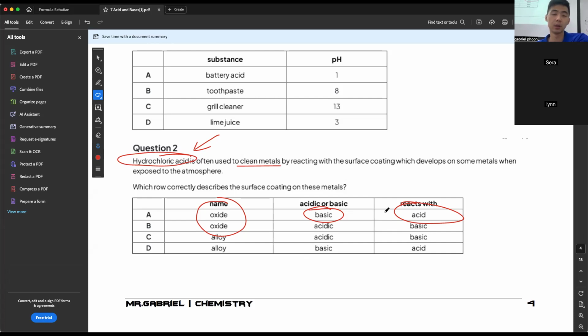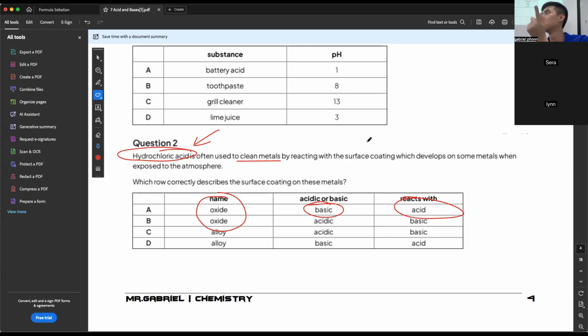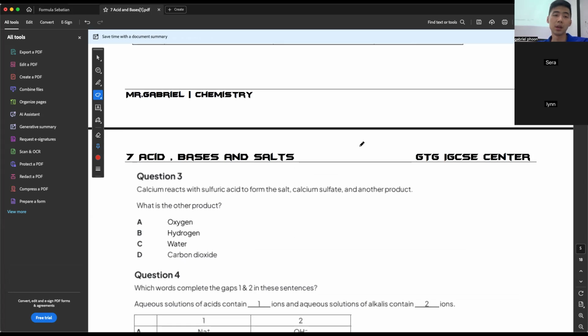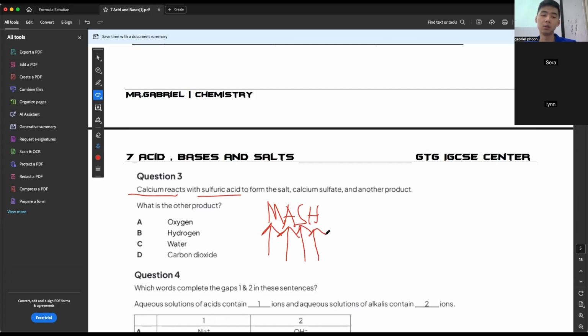Who said question 3? Calcium reacts with sulfuric acid to form a salt, calcium sulfate, and another product. This is a metal, right? This is an acid, right? What's the word that we can remember for metal and acid? Mash. Very good. Metal and acid will form salt and hydrogen. So what was your answer?